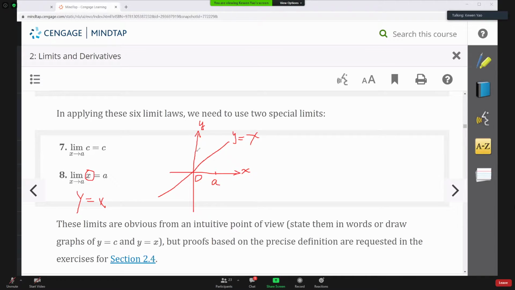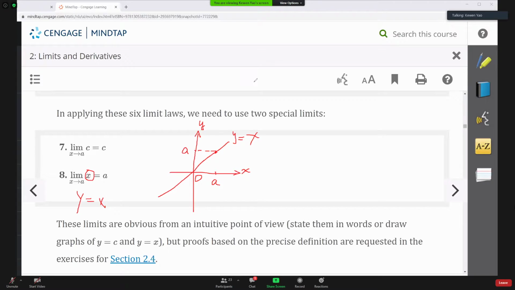Tell me, what's the y value if x equals a? What's the y value here for this point? It's also equal to a, because y equals x. So for this point, if x equals a, y also equals a because y equals x. So on this line, the y coordinate and the x coordinate are the same, right?